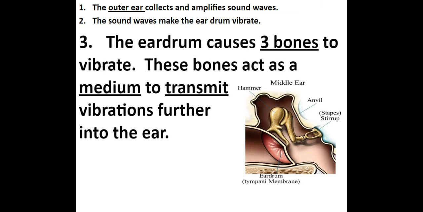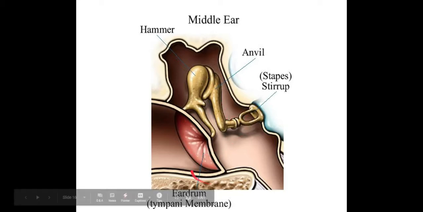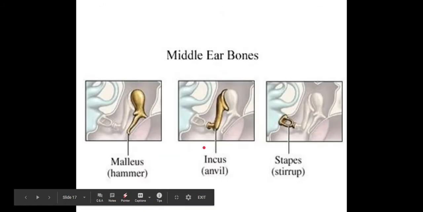Here's the next step in how it works. The eardrum causes 3 little bones to vibrate. These bones act as a medium to transmit vibrations further into the ear. Another view of the hammer, the anvil, and the stirrup, the 3 bones, and the eardrum.